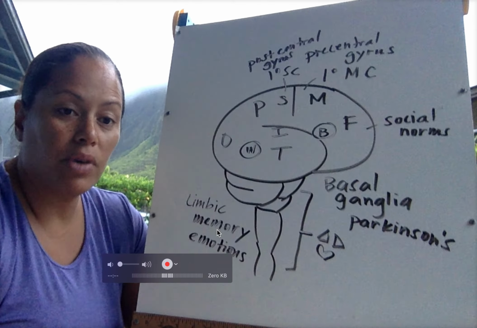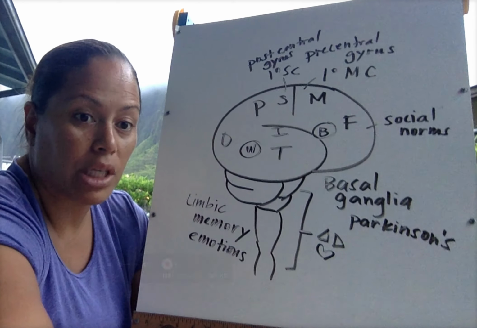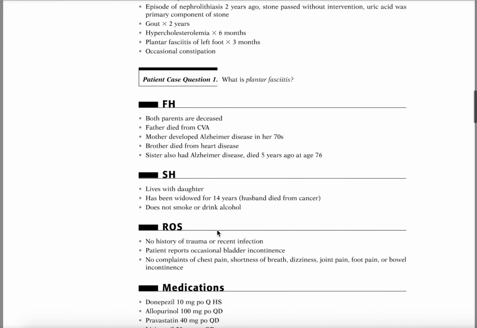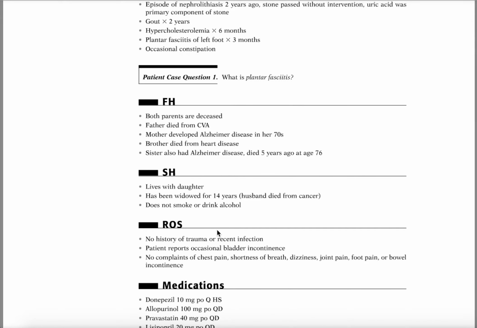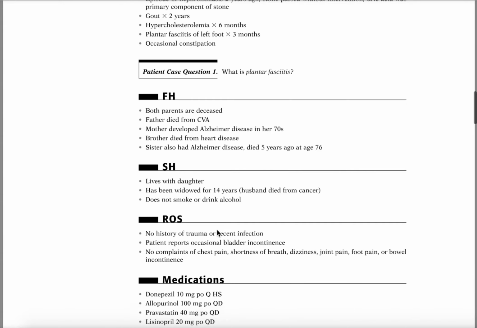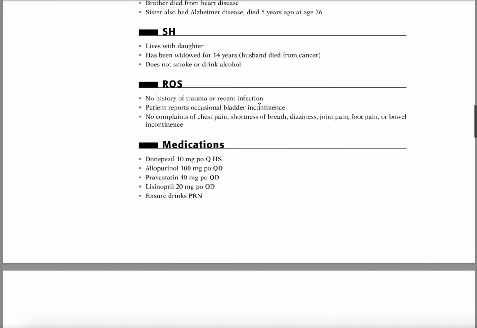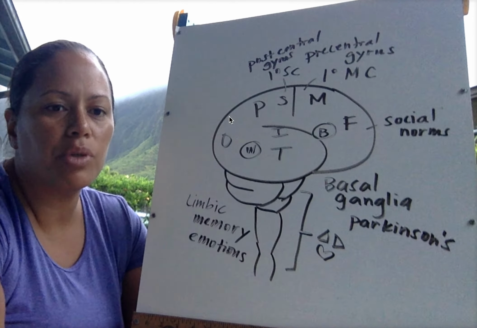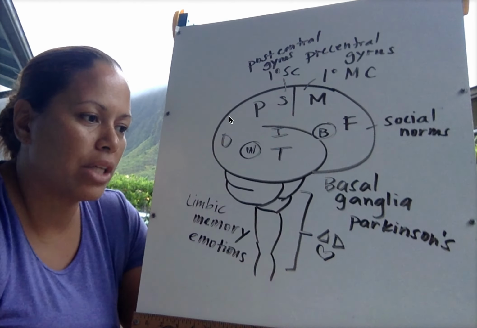So suggestive of familial association, right? Brother had heart disease. Sister also had Alzheimer's. Again, familial association. Lives with daughter, widowed for 14 years. Does not smoke or drink alcohol. History of recent infection. Reports occasional bladder incontinence. No complaints of chest pain, shortness of breath, etc. So I know that you guys are familiar with this. It's just for me to rehash.